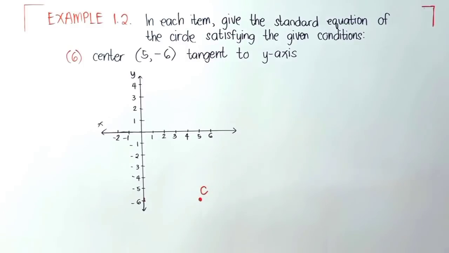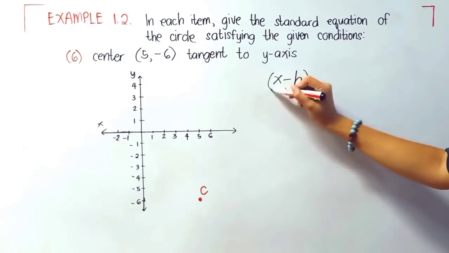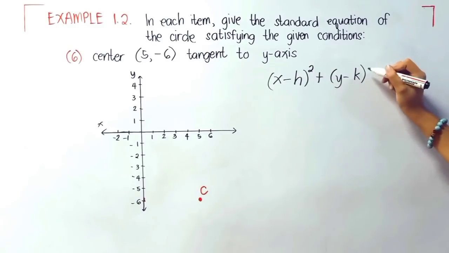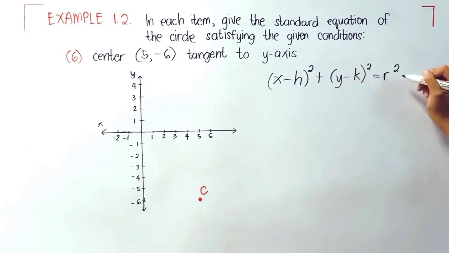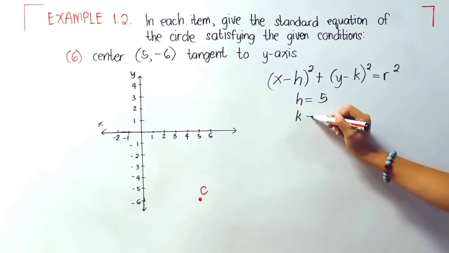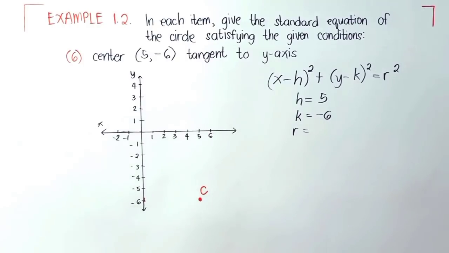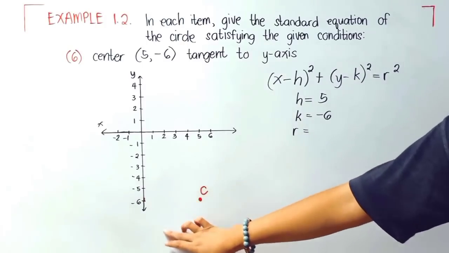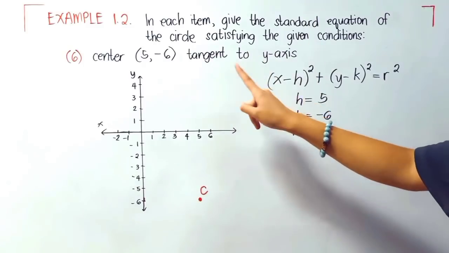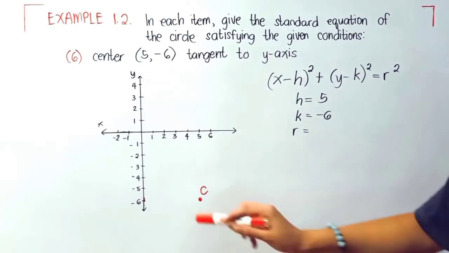5, negative 6. Since that is not in the origin, we'll be using x minus h quantity squared plus y minus k quantity squared is equals to r squared. Our h is 5 and our k is negative 6. Now our r is still unknown. Since we have the center here, therefore our circle is in this portion. When you say tangent to the x-axis, our circle here touches the y-axis in one point.